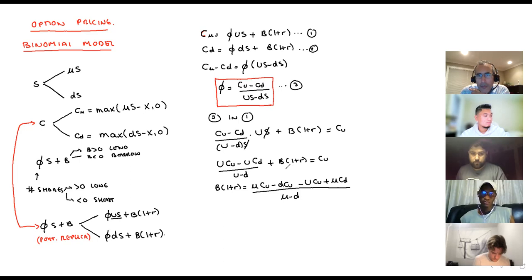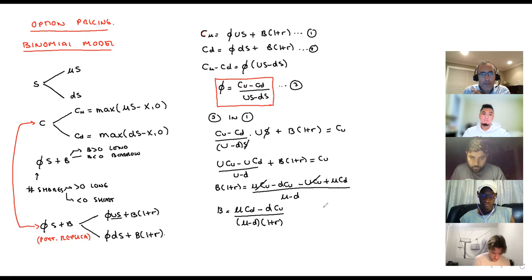Hopefully I haven't made a mistake. So these two are going to disappear. So B is finally equal to (U Cd minus D Cu) over (U minus D), multiplied by 1 over (1+R). Appears to be correct, right? Can you please verify? Yeah, appears so. Yeah, it looks correct.